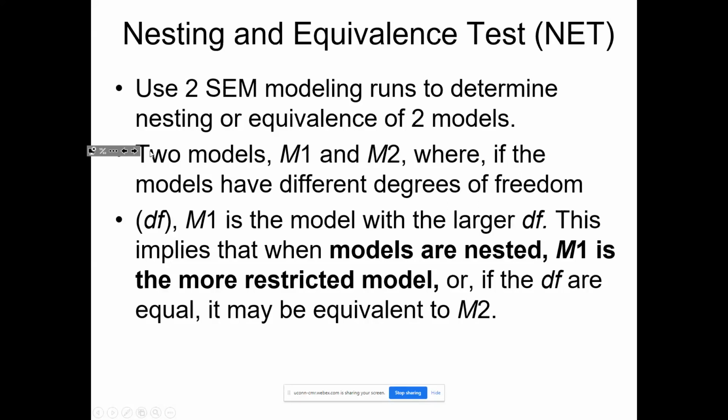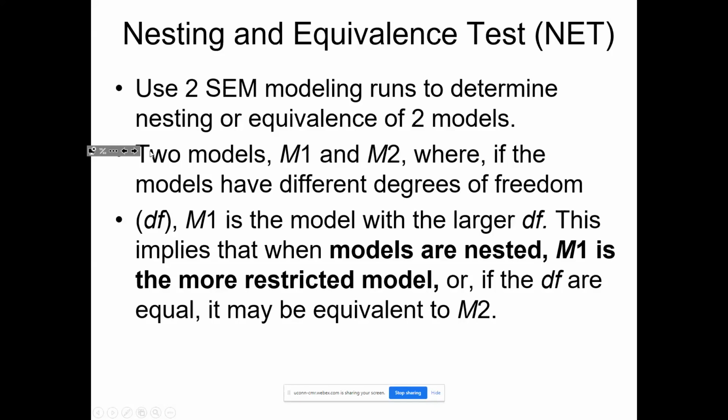nested? Then model 1, M1, is going to be the model, and this is really important, the model with the larger degrees of freedom. So we're always going to start this whole process with the simpler or the more restricted model. So when the models are nested, M1 is going to be the more restricted model. If the degrees of freedom are equal, then it doesn't really matter which model you choose as M1 and which model you choose as M2.